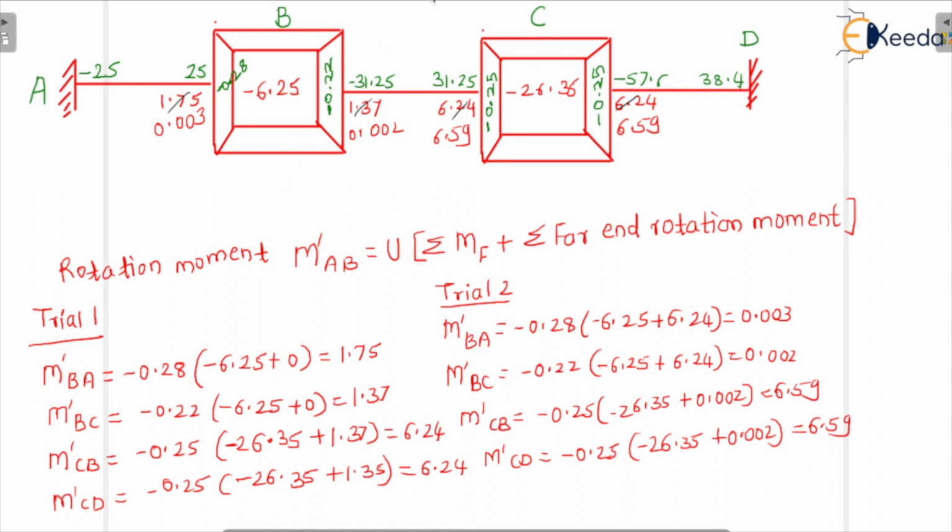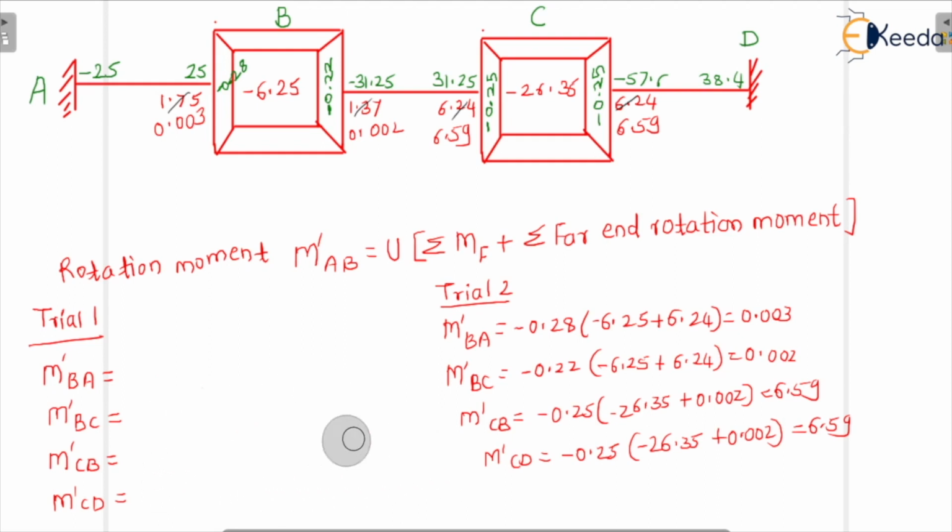Now I'll again start with the third trial. I'm just erasing these steps. Now we are moving towards trial number 3. For trial number 3, m dash of BA is minus 0.28 minus 6.25 plus 6.59, which is equal to minus 0.09. Minus 0.22, so we have multiplied with 6.25 plus 6.59. We are adding these two and arriving at this value.